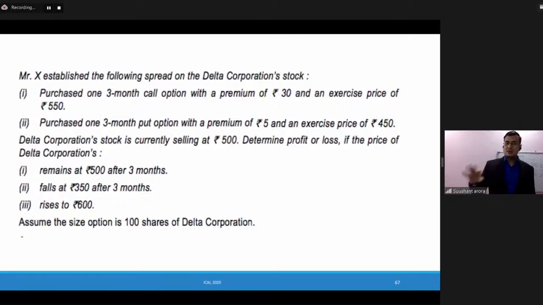Purchased a 3 months call option and paid a premium of 30 rupees, and the exercise price was 550 rupees. Currently, at what price is it trading? It is currently trading at 500.